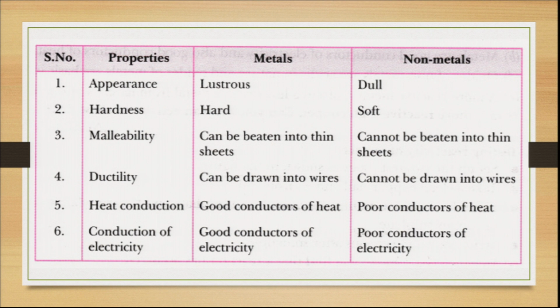For example, you must be knowing that the chocolate wrappers are nothing but your aluminum foil. We use aluminum foil for wrapping foods. So aluminum is a metal which has been converted into thin sheets. Coming to the next property, that is ductility. Metals can be converted into thin wires. They can be drawn into thin wires. And non-metals cannot be converted into thin wires because they are brittle in nature.